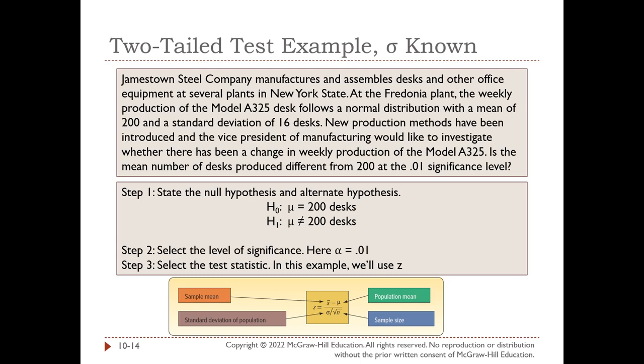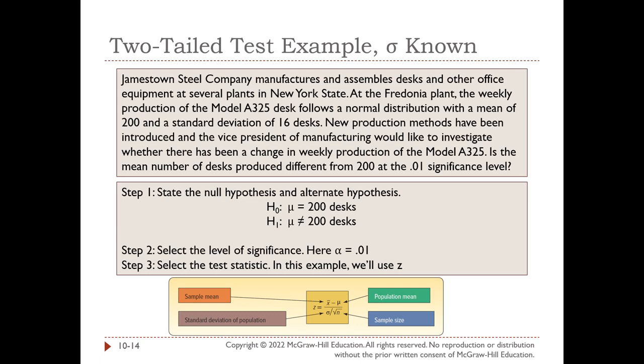Now, what we want to know is if the mean equals 200, not greater than or less than. And our alternative is, is it different from 200? Given that, we can state a null and alternative hypothesis, where we assume for our null to be true, mu has to equal 200 desks, while the alternative is, is there a difference from 200? So we're going to say not equal. As soon as we say not equal, it's a two-tail test.